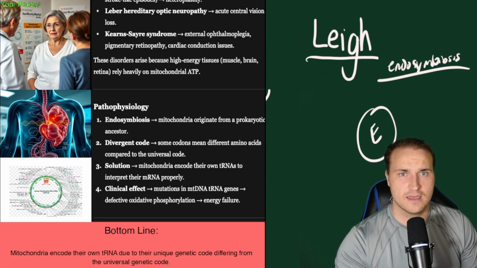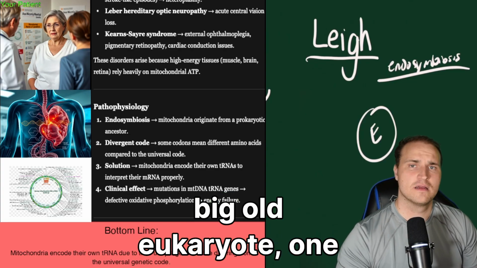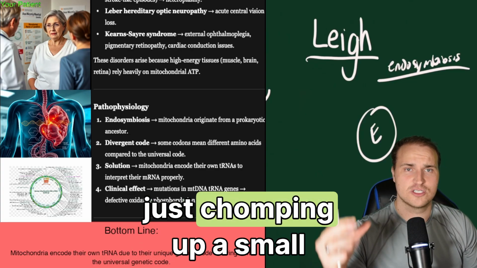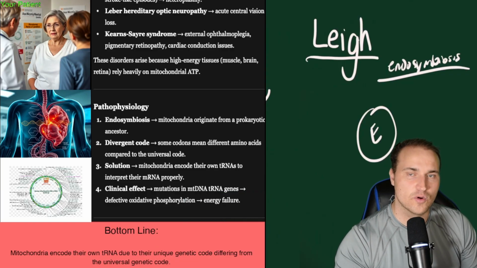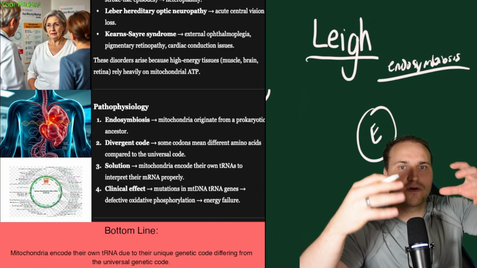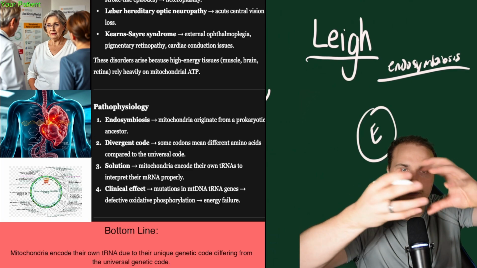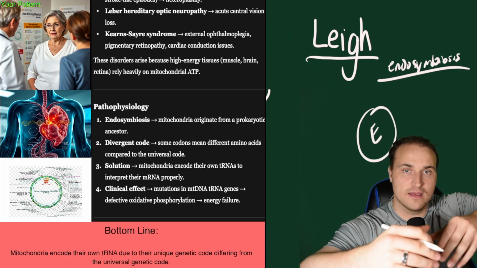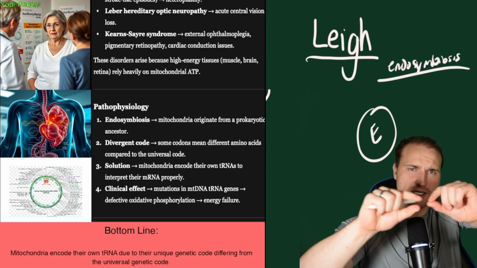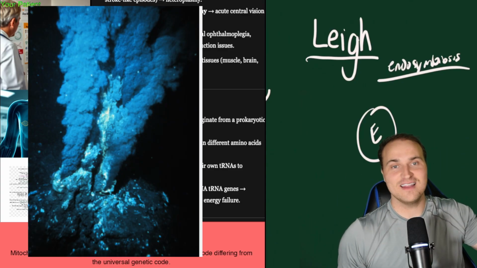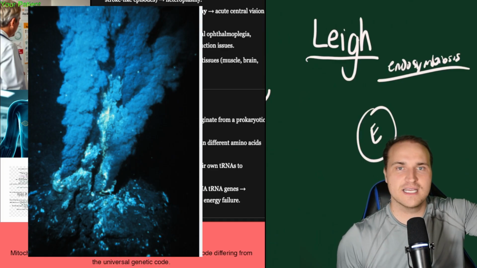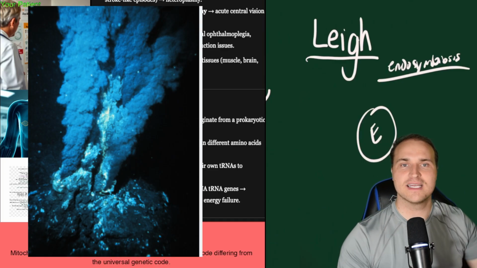That's a eukaryote. And so one day, a big old eukaryote, one of our ancestors, was chomping up a small aerobic prokaryote, likely an alpha proteobacterium. And instead of just destroying it, the two formed a symbiotic relationship. You help me, I help you. So the small bacterium helped to generate ATP for the host. Wow, thank you. I love ATP. In return, what does the ATP guy get? A stable environment and nutrients.